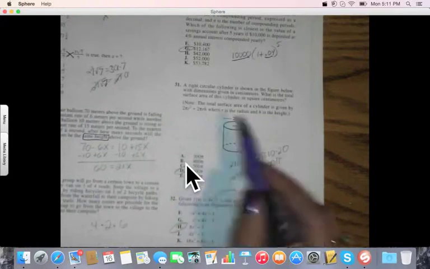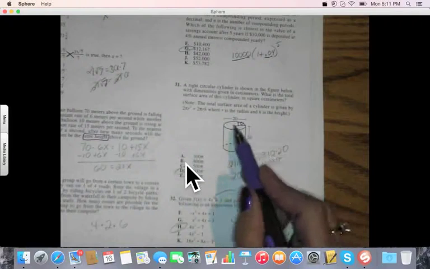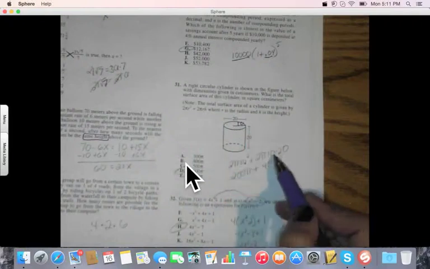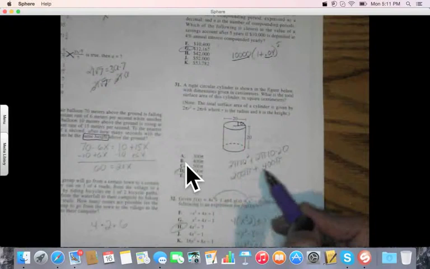And then 2 pi RH. 2 pi, the radius is 10 and height is 20. So we're going to get 200 to 400 pi, so 600 pi.